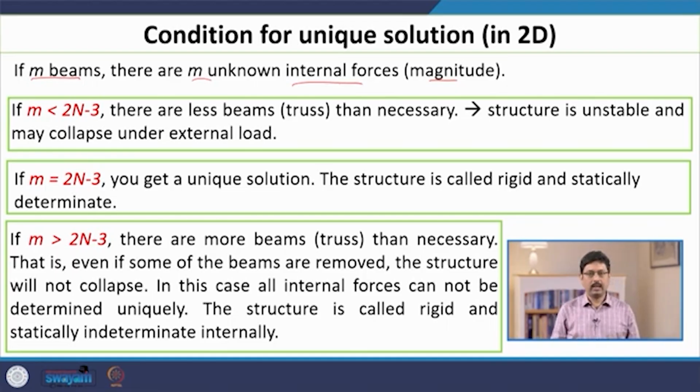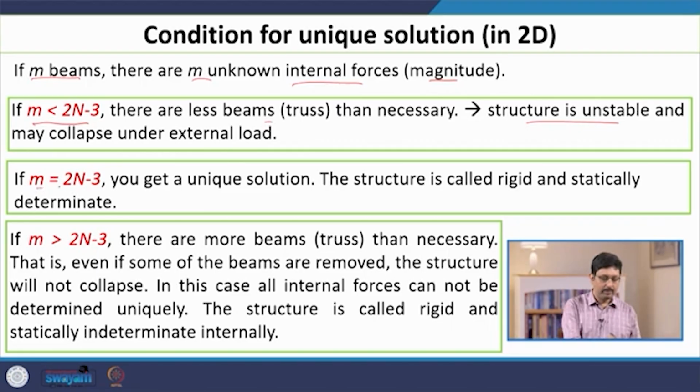So, then we can have m unknowns and 2n minus 3 equations. So, then we have 3 possibilities. The first situation is that m, the number of unknowns, is less than the number of equations. In that case, it physically means that there are fewer beam or truss elements than necessary. So, this is a case where the structure is unstable and may collapse under external load.